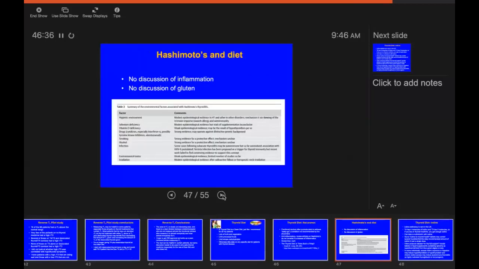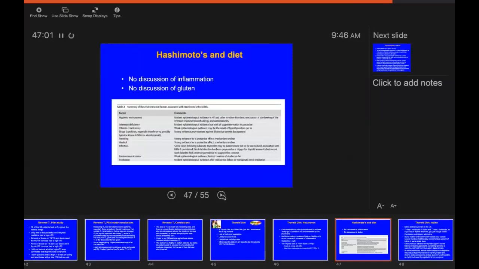So there's a review article on Hashimoto's and hypothyroidism published in Hormone and Metabolic Research about a year ago. Very in-depth article, cited a couple hundred articles, looked at all the different causes of Hashimoto's. There was no discussion of inflammation. It was like a meta-analysis. There were no articles in the literature on inflammation and no articles in the literature on gluten.